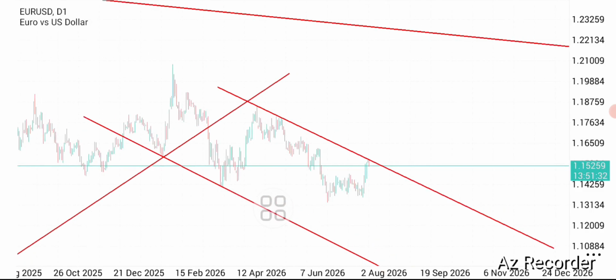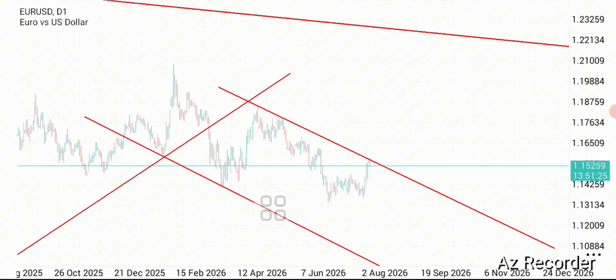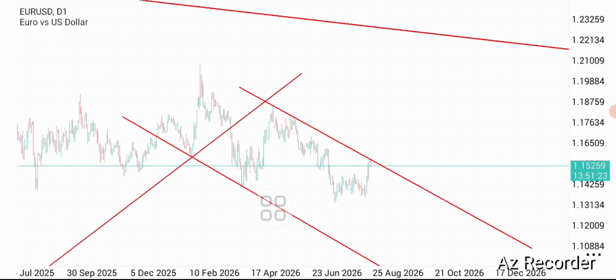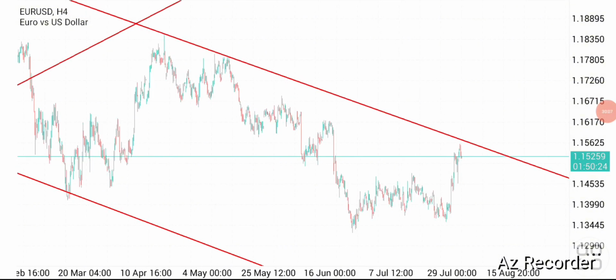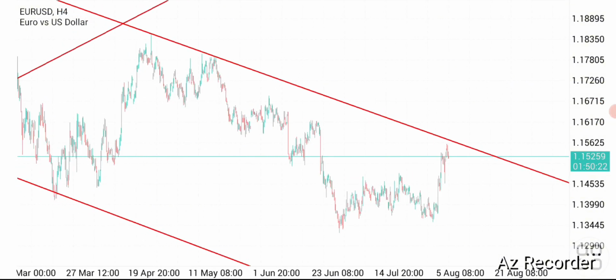You can only sell in a downtrend, so do not buy. Do not look for an opportunity to buy this trade. You can only look for an opportunity to sell. So from there we can go to our 4-hour time frame to confirm our analysis as a final time frame.